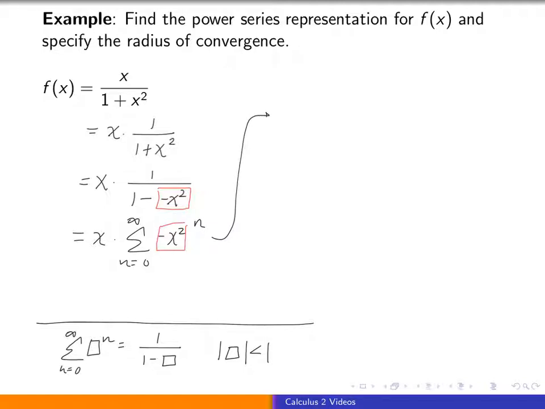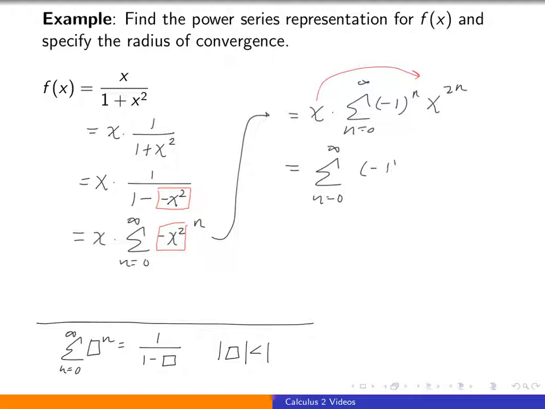Simplifying algebraically, this will be x times the sum from n equals 0 to infinity of negative 1 to the n times x squared to the n, which is x to the 2n. And algebraically, the last step would be to combine the x out front so that we have a single power series. So we would like to take the x and move it inside the summation. That would leave us inside with a negative 1 to the nth, and we increase our power of x by 1.